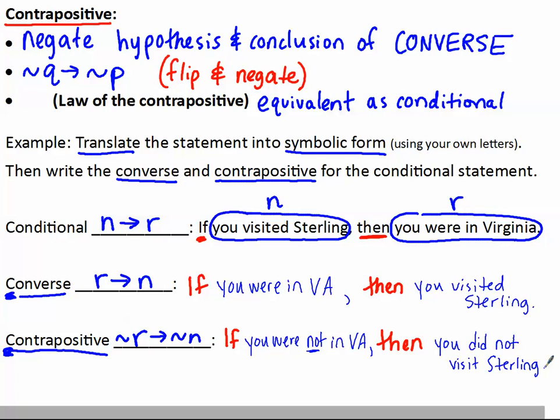Let's take a moment to talk about the truth values of these statements. First of all, this conditional statement, if you visited Sterling, then you were in Virginia. If we're talking about the town Sterling that's in Virginia, that is a true statement. This is true. You can't visit the town of Sterling that's in Virginia and not be in Virginia. The converse, if you were in Virginia, then you visited Sterling. Well, there's a lot of other towns in Virginia, so you didn't have to visit Sterling. Finally, the contrapositive, if you were not in Virginia, so you did not enter the state, then you did not visit Sterling. Absolutely true, because how can you visit Sterling if you were not in Virginia? Notice that the contrapositive has the same truth value as the conditional, even though the converse did not.